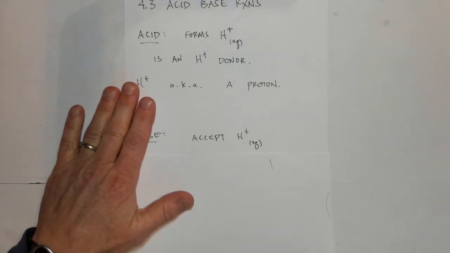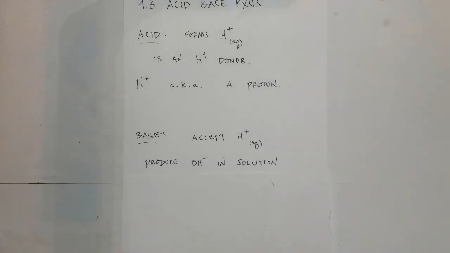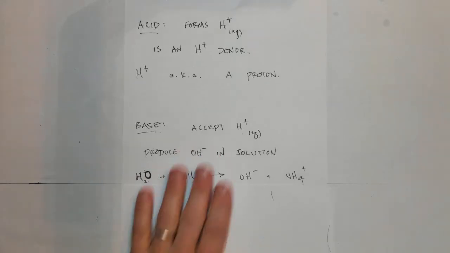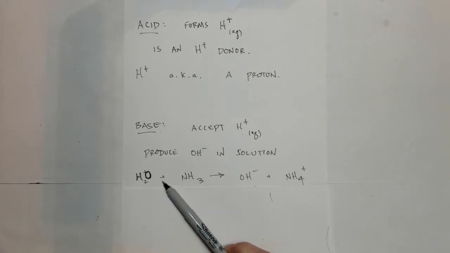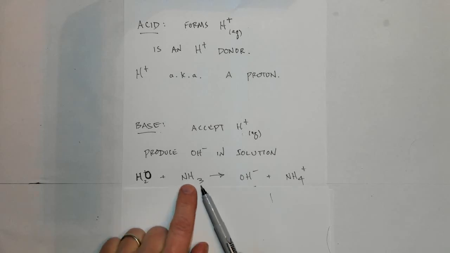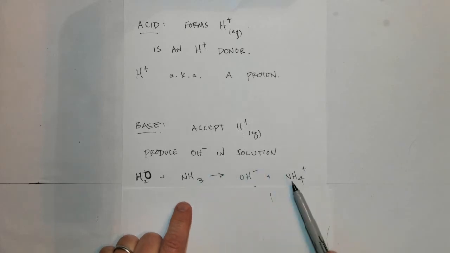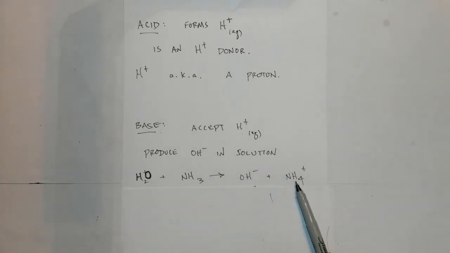Bases accept hydrogens. They're things that take in H pluses or accept protons. They also are known as producers of hydroxide ion in solution. And if you look at an example reaction of a base, you can see that water will react with this base known as ammonia, and it will form hydroxide ion on the right-hand side. And you'll notice that NH3 becomes NH4 with a little plus sign right here, and therefore it accepted a hydrogen ion from H2O.